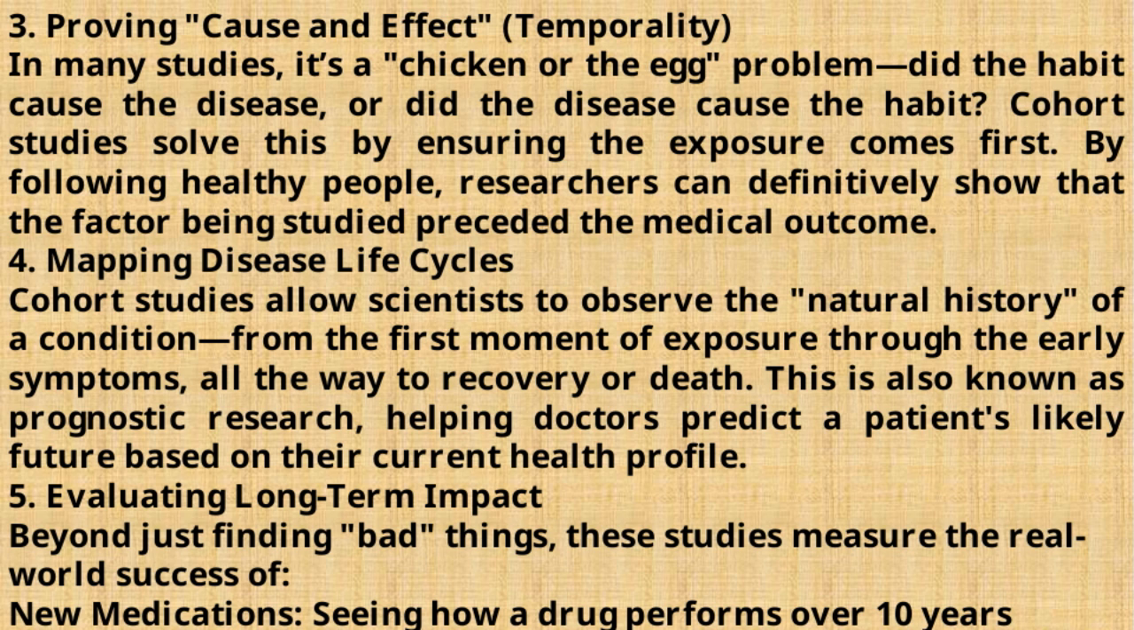Next, we have mapping disease life cycles. Cohort studies enable scientists to observe the natural history of a condition, starting from the initial exposure, moving through early symptoms, and ultimately to recovery or, unfortunately, death. This process is known as prognostic research. It's incredibly useful because it allows doctors to predict a patient's likely future based on their current health profile, guiding more personalized care.